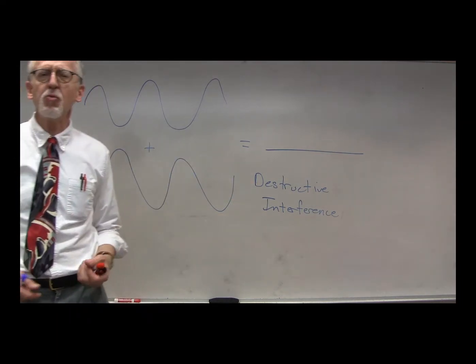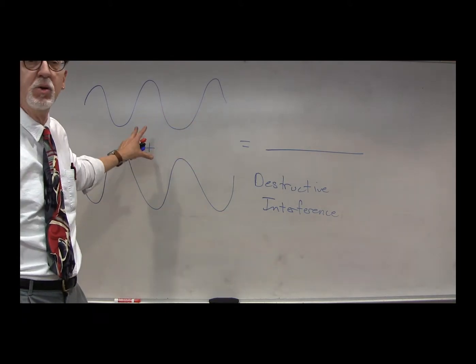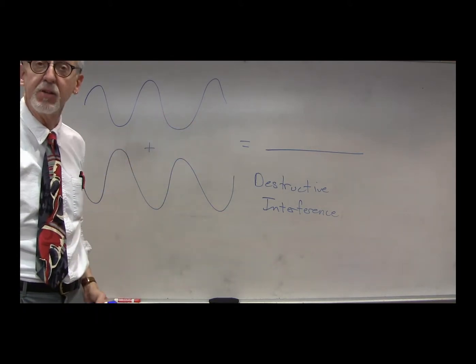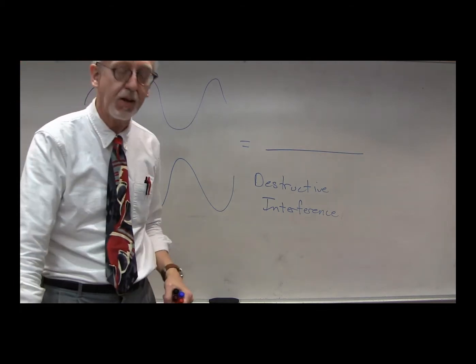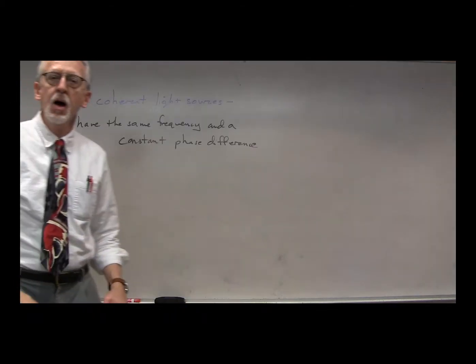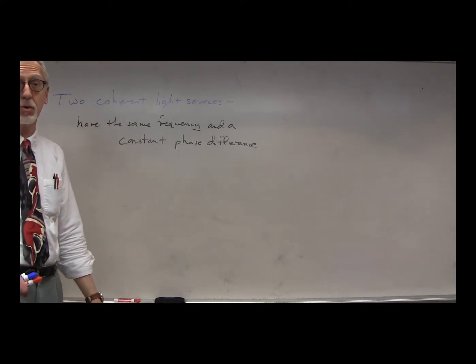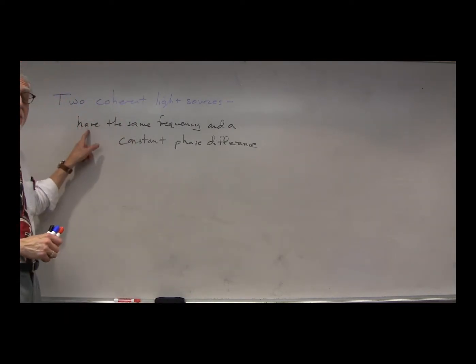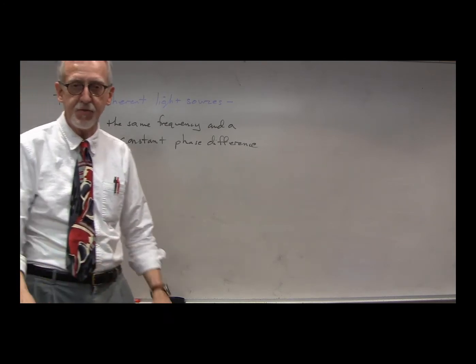Now, how might we arrange something like that? How could we get two sources of light that would actually combine together and cancel each other out? Can we do that sort of thing? Well, yes, we can. To do that, we're going to need two coherent light sources. Now, that means they have the same frequency and they have a constant phase difference.